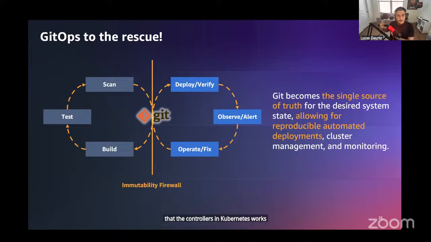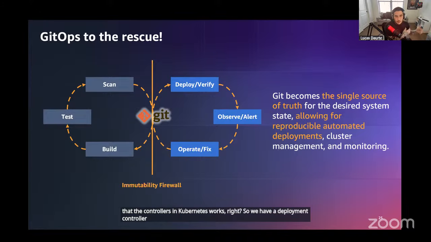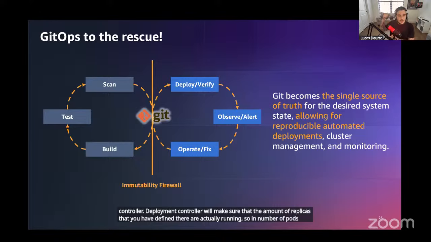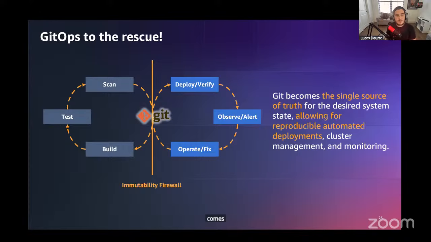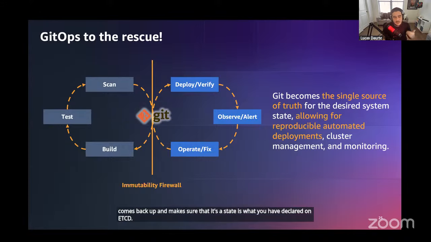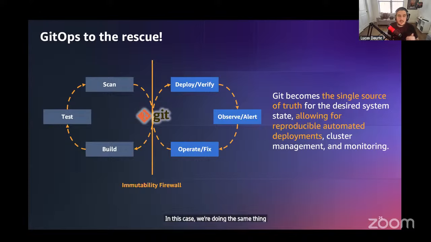So we have a deployment controller. The deployment controller will make sure that the number of replicas you have defined are actually running, in number of pods. And then if you go there and delete a pod, the deployment controller will make sure that it comes back up and that its state is what you have declared in etcd. In this case, we're doing the same thing with Git and some additional controllers.